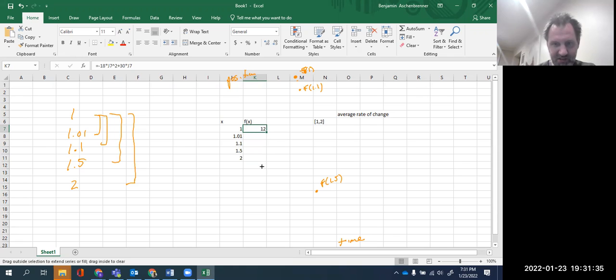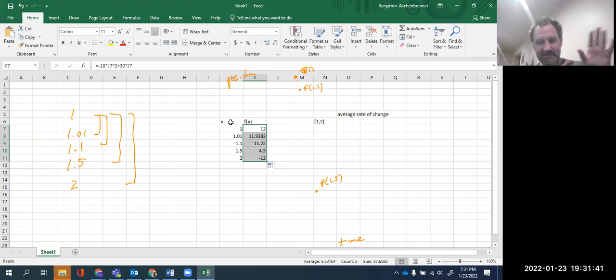But with Excel, I can use autofill. With your graphing calculator, you have to change the inputs in order for you to be able to say what the independent variable is.